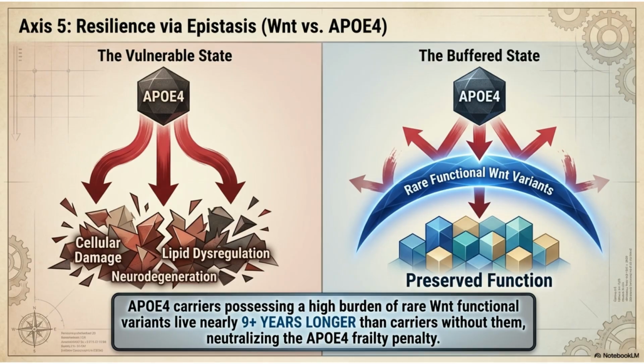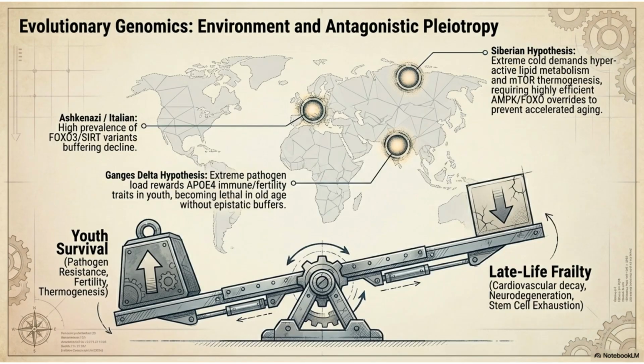Axis 5 illustrates resilience via epistasis. The vulnerable state, driven by APOE4, leads to cellular damage and neurodegeneration. In the buffered state, rare functional WNT variants neutralize the APOE4 frailty penalty, leading to significantly preserved function and longer life. Evolutionary genomics reveals how environmental pressures shape longevity pathways.